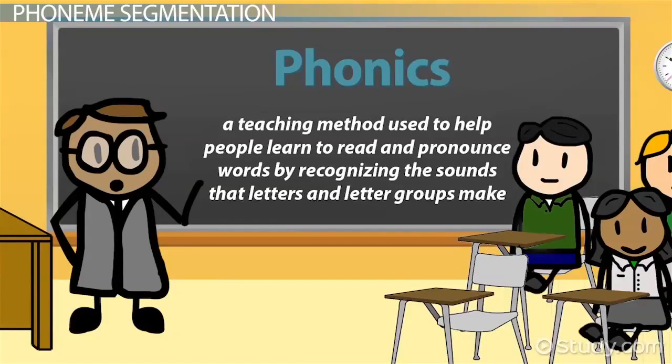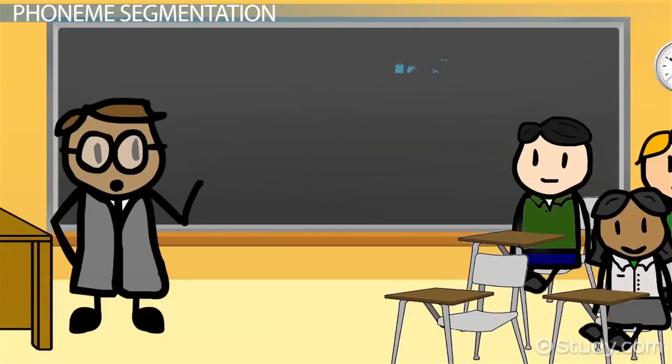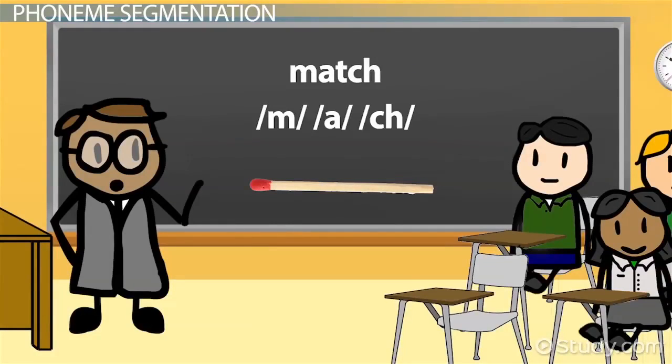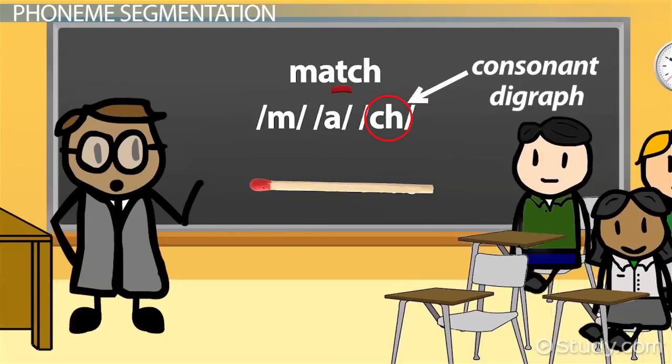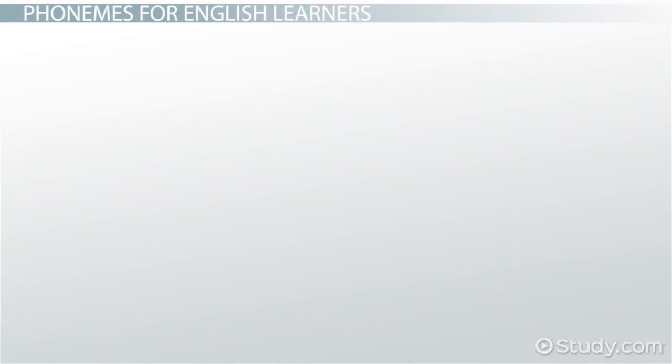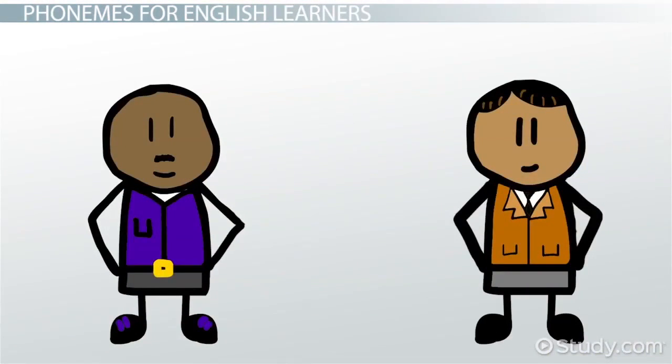Counting phonemes can actually be challenging in English because there are so many ways to make different sounds. For example, the word match has 5 letters but only 3 phonemes: M, A, CH. The T in match is silent, and the ch is a consonant digraph, where 2 letters together make a distinct sound.